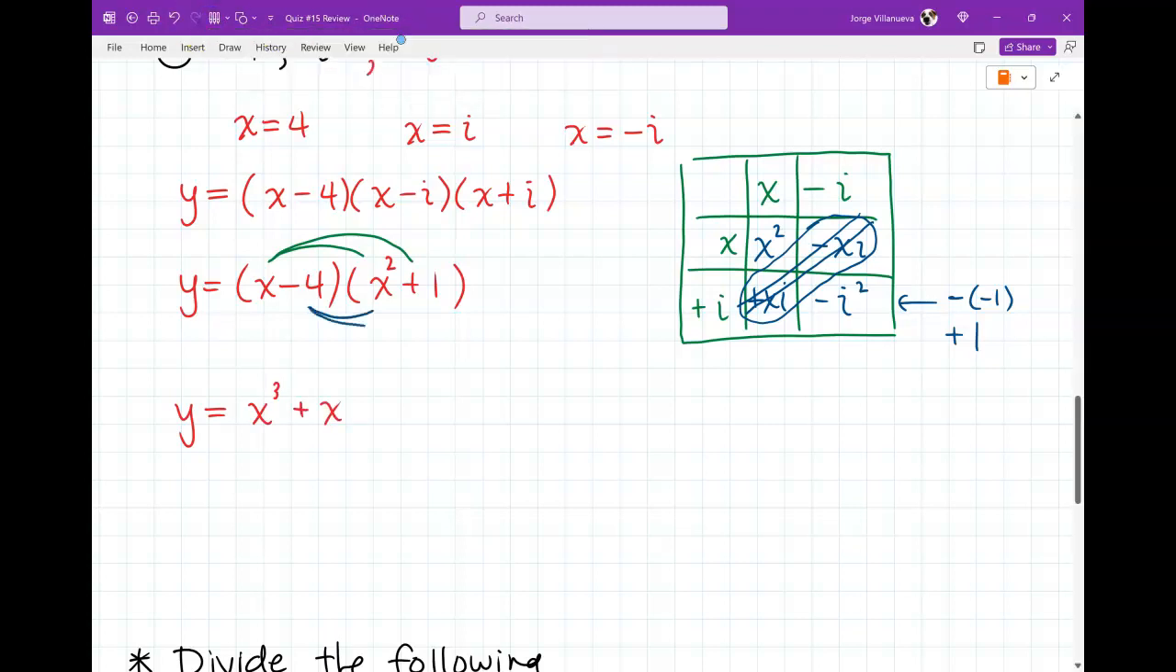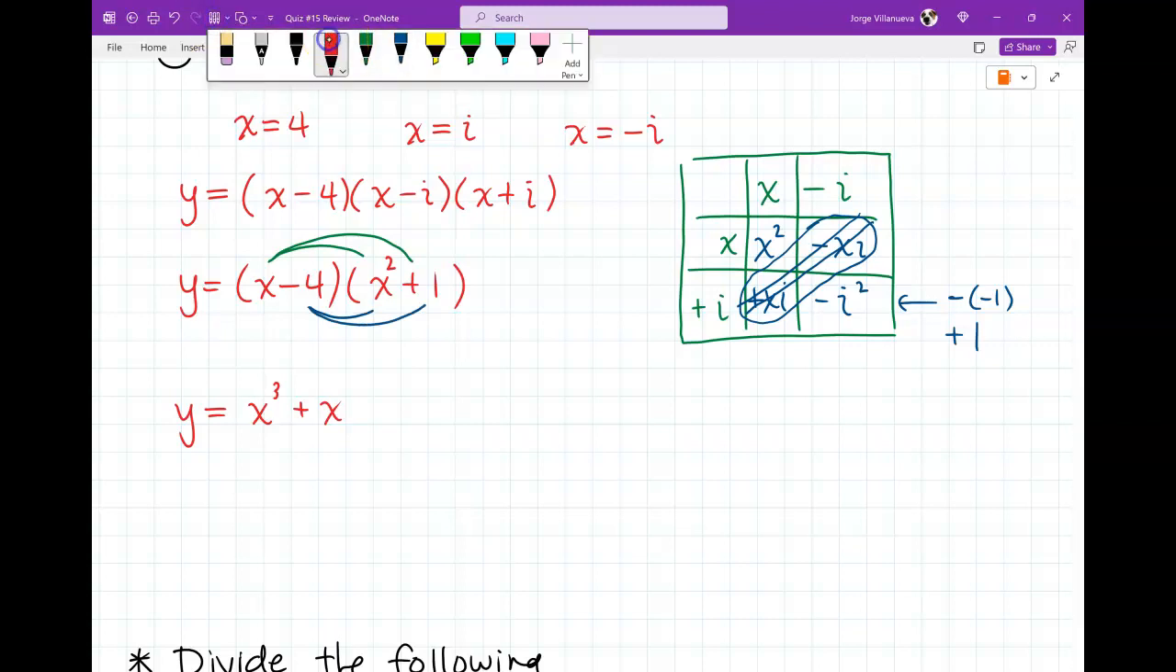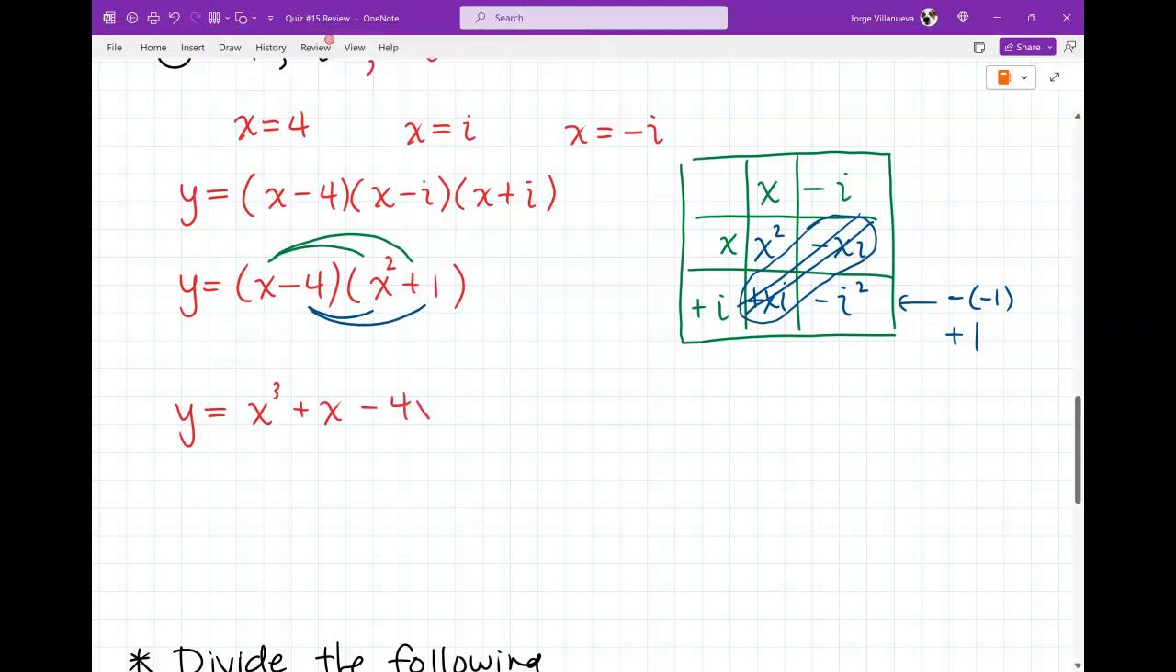And then the negative 4 will go in. That's negative 4x squared when you multiply the first two. And negative 4 times 1 is negative 4. We'll just write it out in order. So they like high powers first, and then start going down.